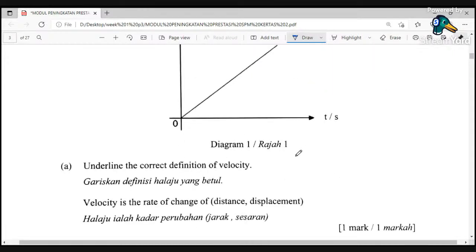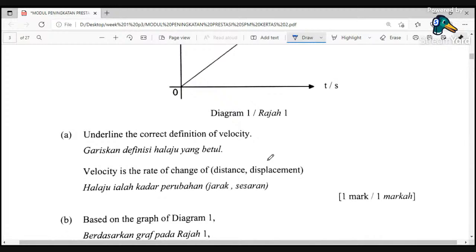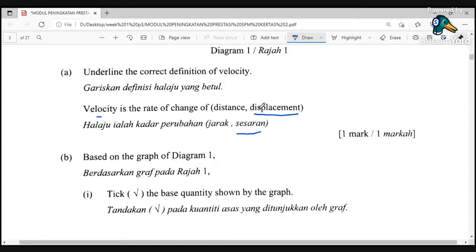Underline the correct definition. Velocity is the rate of change of, velocity is vector, so displacement. So you just underline sasaran ataupun displacement. Gariskan. Guna rula garis dia straight sikit.